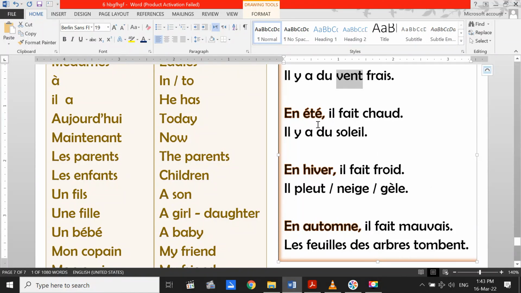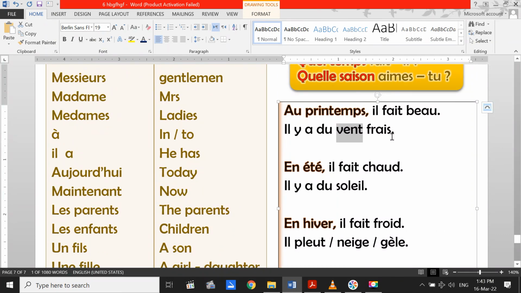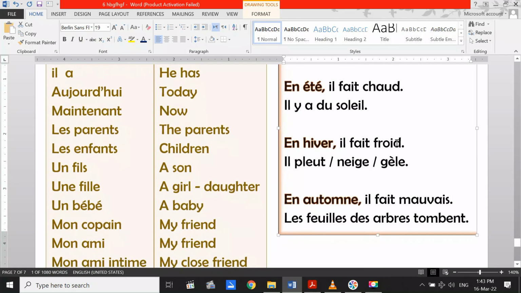En été, in summer, il fait chaud. It's hot. The weather is hot. Il y a du soleil. There is sun. When I say the translation, sometimes I say it literally, but the meaning in English can be it's sunny. And this one here, il y a du vent frais, it's windy, a little bit windy. So here I say just the literal meaning of each word in French.